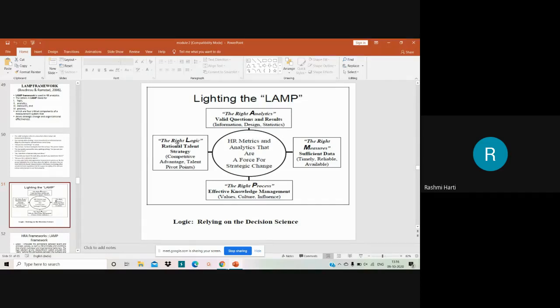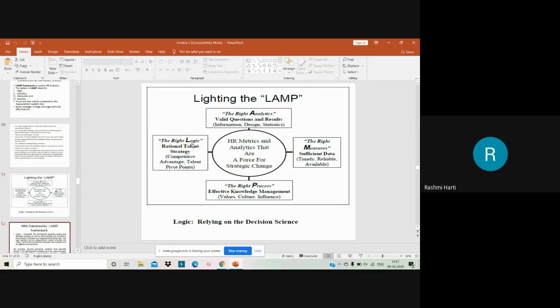Now here, if you could see, my dear students, the right logic, that is rational talent strategy. Now what does this rational talent strategy mean? The competitive advantage, talent, and the pivot points, talent pivot points. So what type of talent is there in your organization? What type of talent do you need in your organization? How are you going to use the talent for the competitive advantage of the organization? For everything, you need to have some logical thinking, or you need to have some logic. Okay, now coming down to the next one.